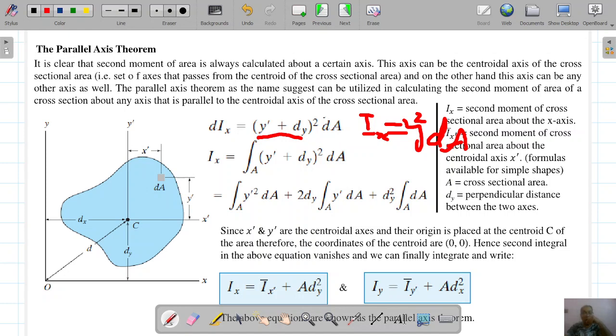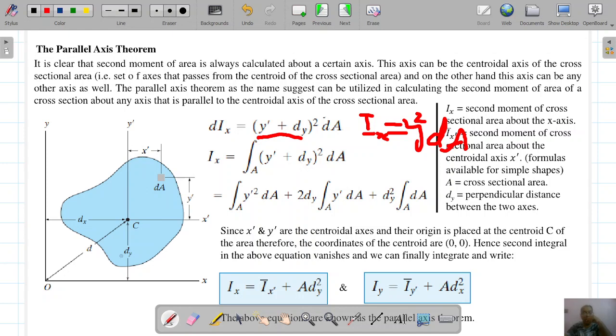If we integrate both sides, dIx becomes Ix, and the integral is over dA. So on this side we get the integral of (y' plus dy) square times dA. We cannot directly integrate it right now because of this function. Here we get Ix. But this is (a plus b) the whole square times dA, so we can calculate it very easily. Now, what is this, basically?